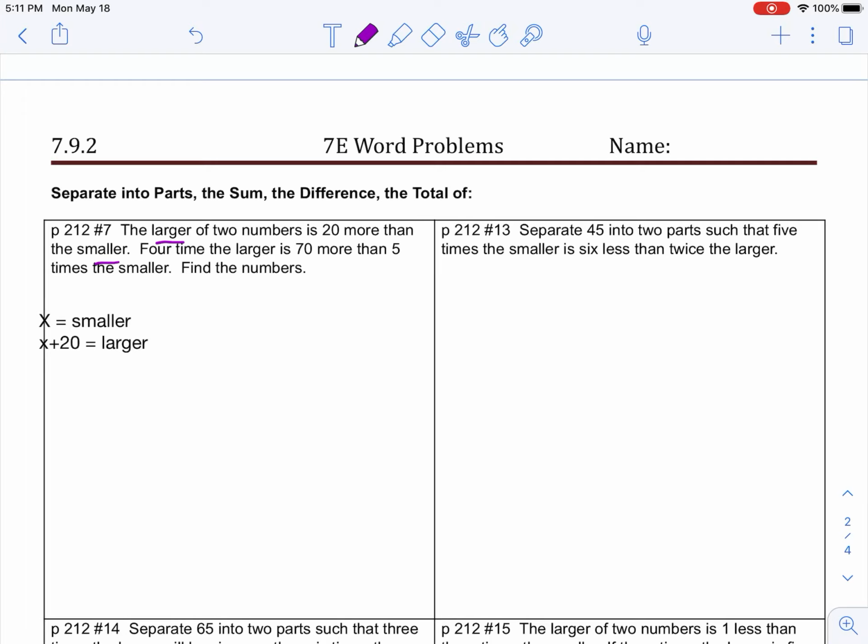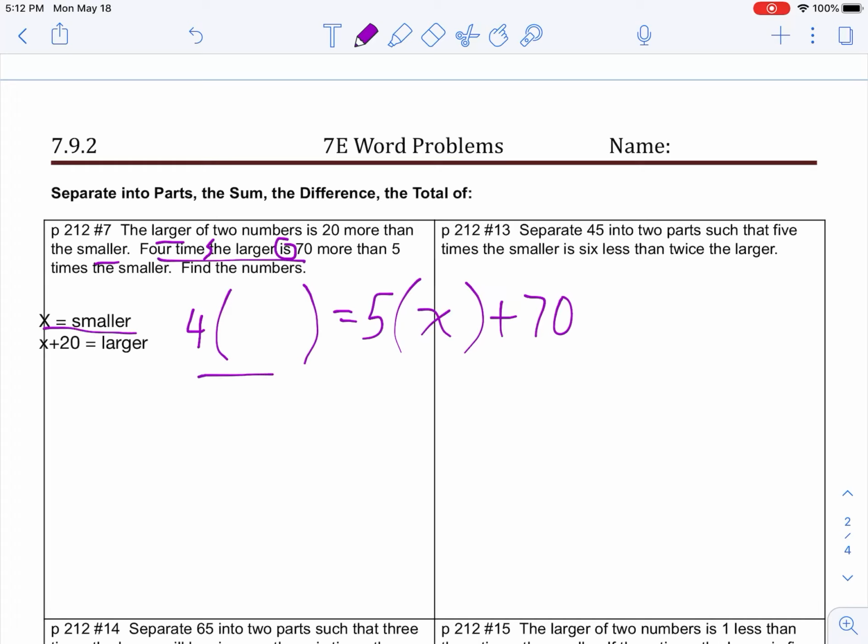That's totally fine. All right, now 4 times the larger. So 4 times the larger is equals. Notice, look for that verb and make it your equals. 70 more, so 70 more than 5 times whatever my smaller is. All right, so what's my smaller? Smaller is x, 5 times the smaller. All right, 4 times the larger, so 4 times the larger. Okay, the larger is x plus 20. Cool. I'm using my grouping symbols just to make sure I stay safe. All right, go ahead, pause this while we work it out on our papers.